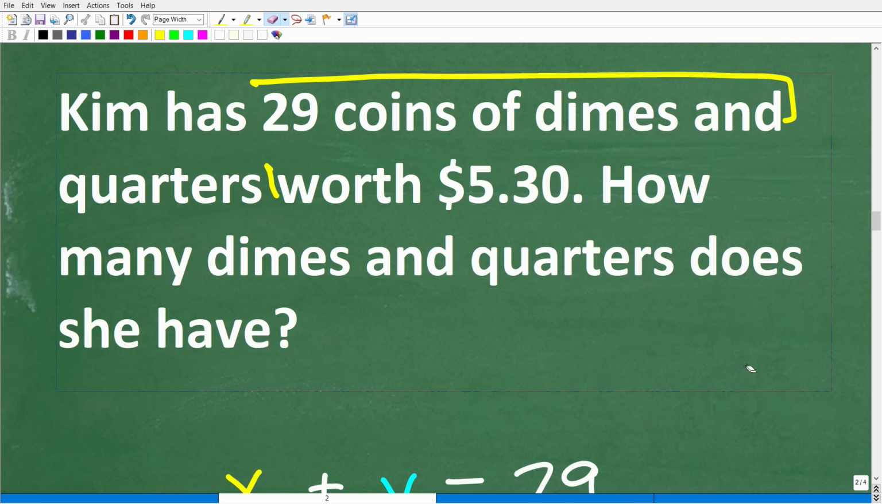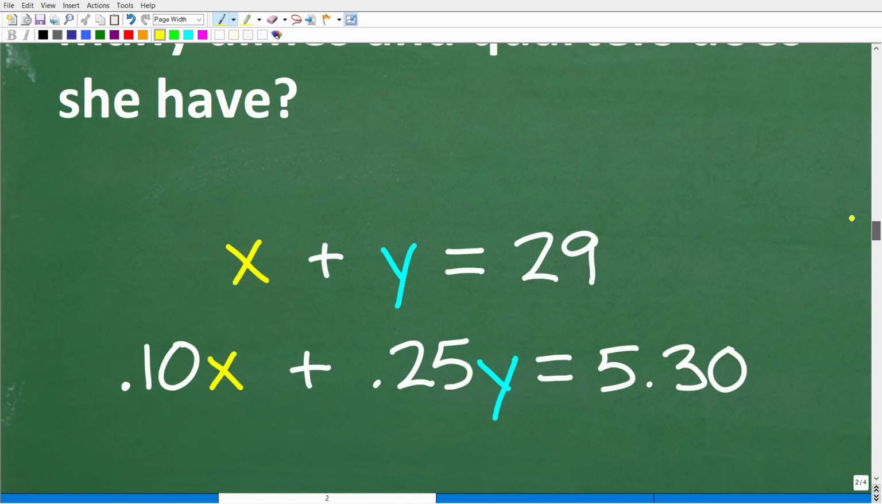Now let's go ahead and take a look at these equations. Now if you want to try to build these on your own, maybe pause the video, but let me go ahead and show you them right now. Okay, so the total number of coins she has is x plus y is equal to 29, right? So this is the number of dimes plus the number of quarters is equal to 29 total coins. Now this is the number, right? Not the actual monetary value.